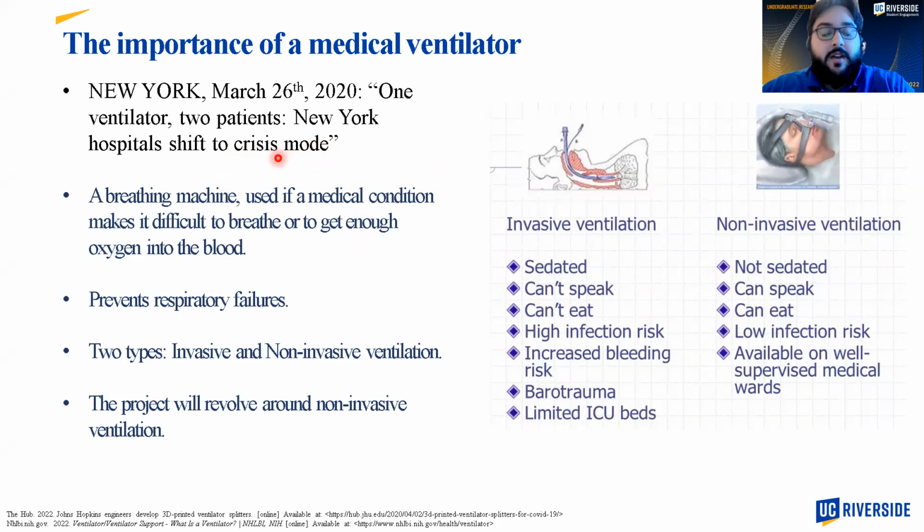So then why would they do this? Why is the medical ventilator so important? Well, it's a breathing machine, and it's used if a medical condition makes it hard to breathe or get enough oxygen into the blood. What's important about the medical ventilator is that it prevents respiratory failures. There are two types of medical ventilators, the non-invasive and the invasive ones. As you can see, the invasive ones have a tube that goes through the trachea, while the non-invasive ventilators have only a mask system. And my project would evolve around non-invasive ventilation, as I'll be explaining.